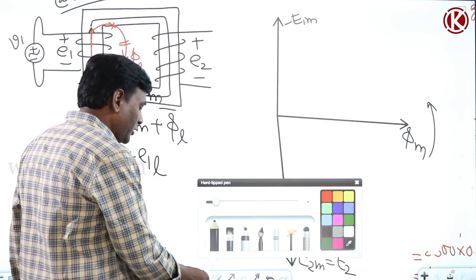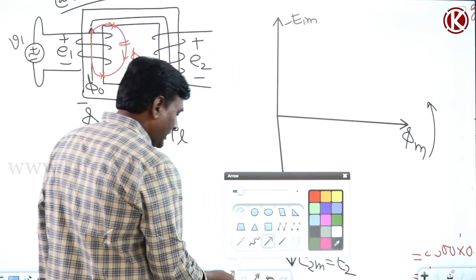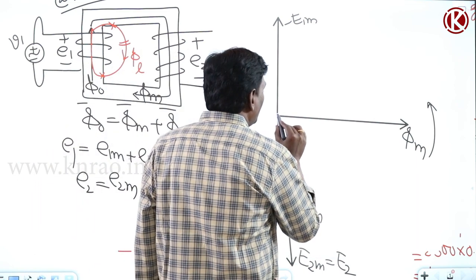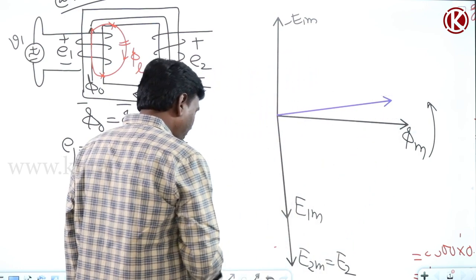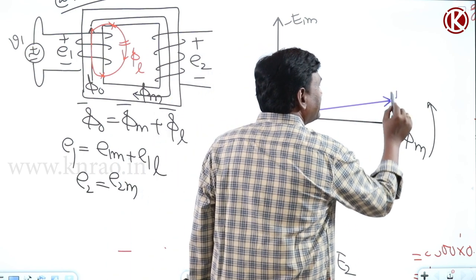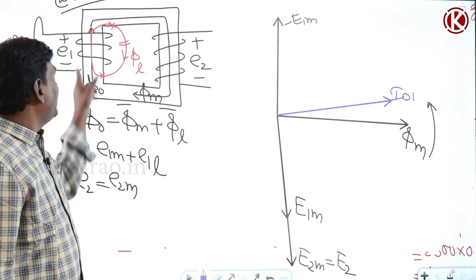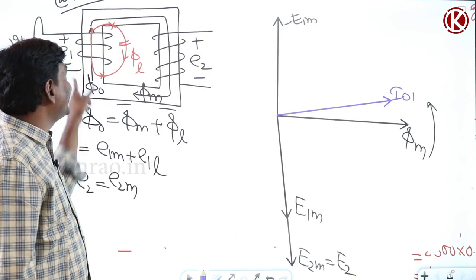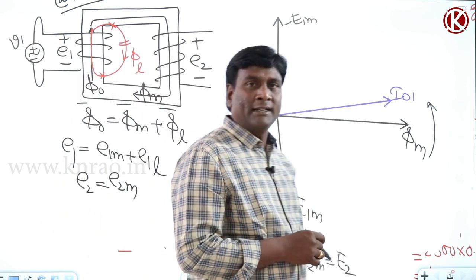Now if you think of the no load current, where will my no load current be? Already we know that the no load current should lead the mutual flux. Why am I saying mutual flux? Because it is going to be non-linear. Already we know that my mutual flux is non-linear, because it is going through magnetic material.